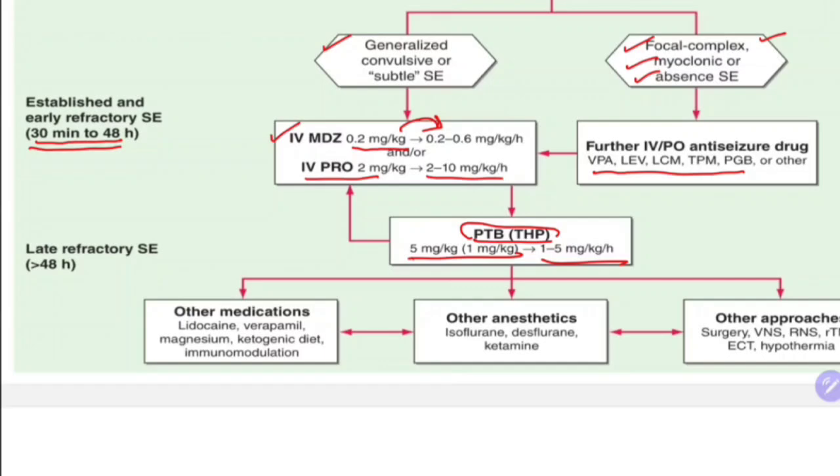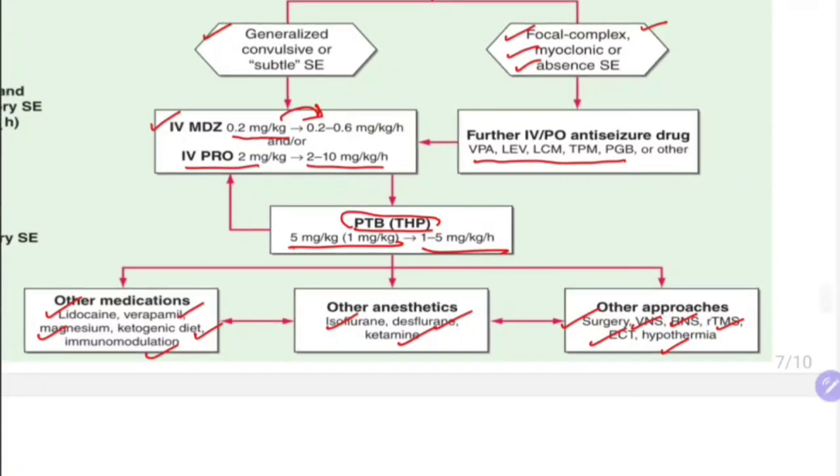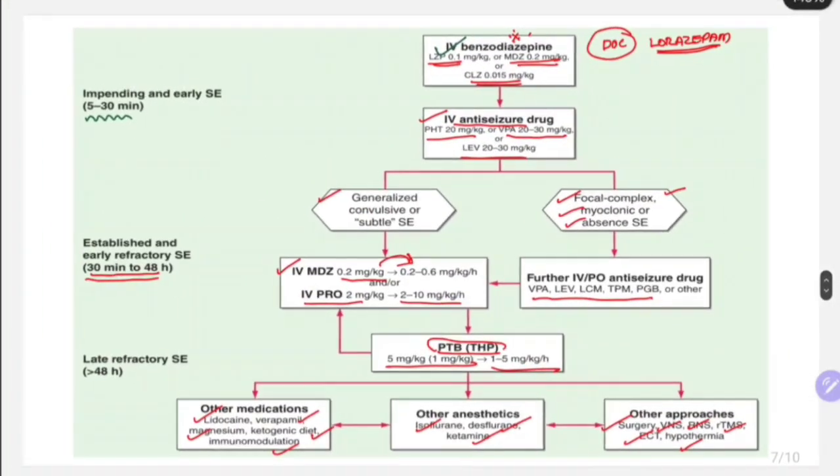Even then, if the patient is still seizing and the seizure cannot be controlled, we give other medications like lidocaine, verapamil, magnesium, ketogenic diet, immunomodulation, or other anesthetics like isoflurane, desflurane, ketamine can be tried. Other approaches can also be tried like surgery, ECT, RTMS, RNS, VNS, and vagal nerve stimulation is also a very important modality now, and hypothermia must be checked. So this is in brief the management of seizure.